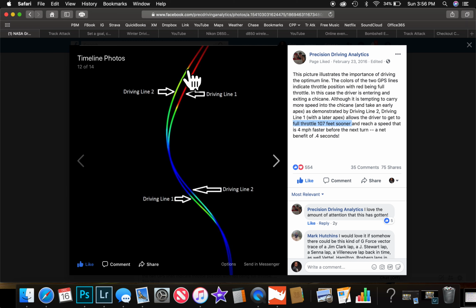So the driver of line 2 went to full throttle, 100%, 107 feet later, and this one's 107 feet sooner. Guys, I'm telling you, that is significant.